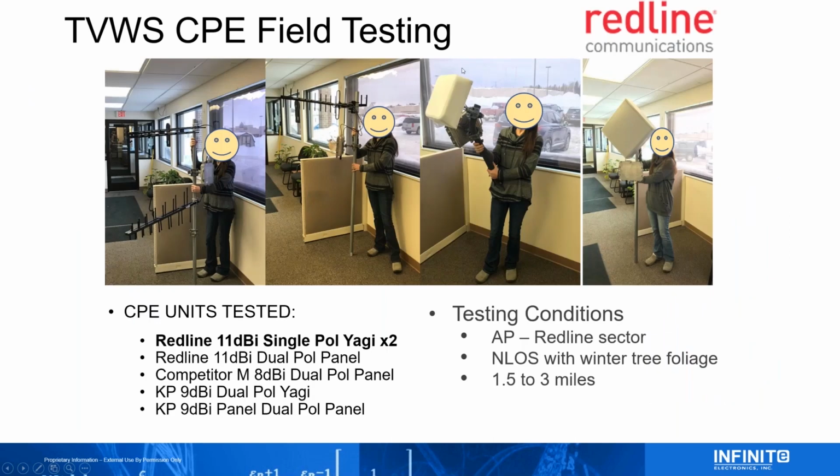And we did field testing in the winter with one of our very friendly clients, where we compared the existing 11 dBi single pole Yagis, 2 of them, to our dual pole panel and the competitor's panel, and also our panel. The testing conditions were winter tree foliage, looking at 1.5 to 3 miles.